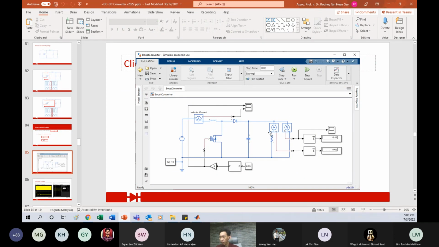The controlling of the charge and discharge is based on the duty cycle, which pulses the transistor. The duty cycle controls how much voltage you want to boost. But this is just an open loop system, meaning it's not a feedback system. In real applications, there's always a feedback system.